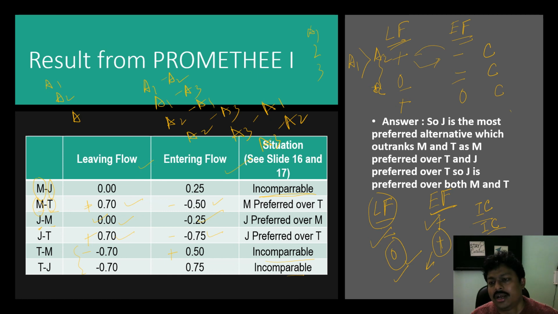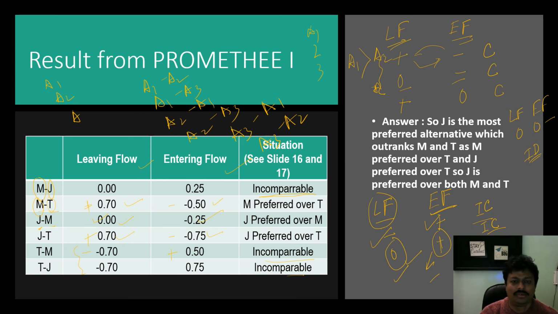And when the deduction of leaving flow and entering flow both are 0, then these two alternatives become indifferent. Okay, so neither comparable nor incomparable, only indifference. You cannot say these can be comparable. You cannot say this cannot be comparable. No. But you can say that it is indifferent. Both these alternatives are indifferent to each other.